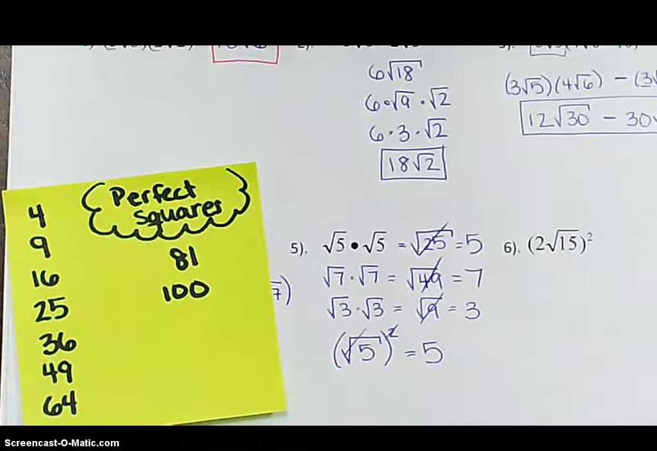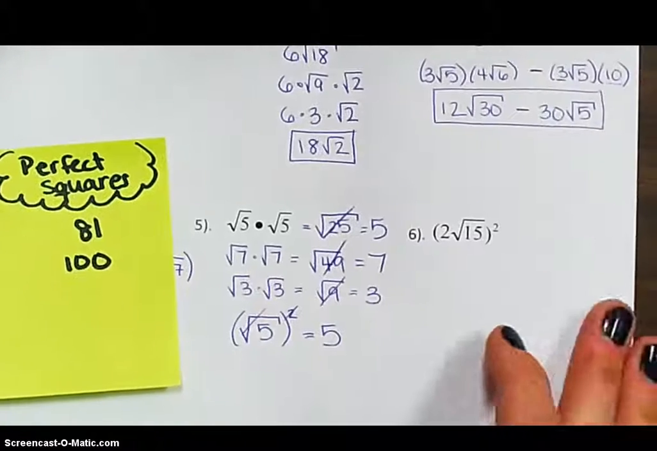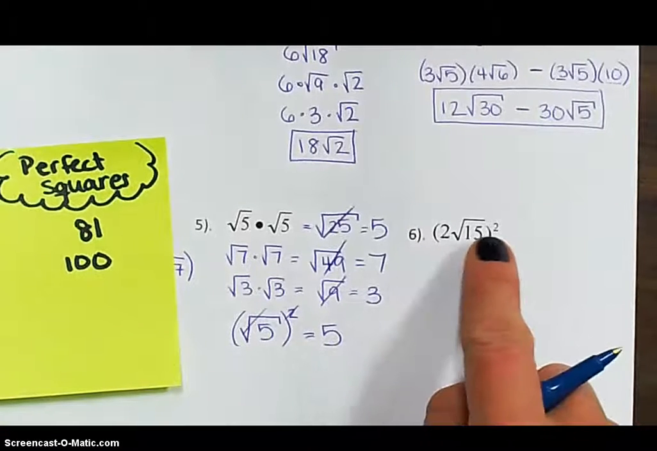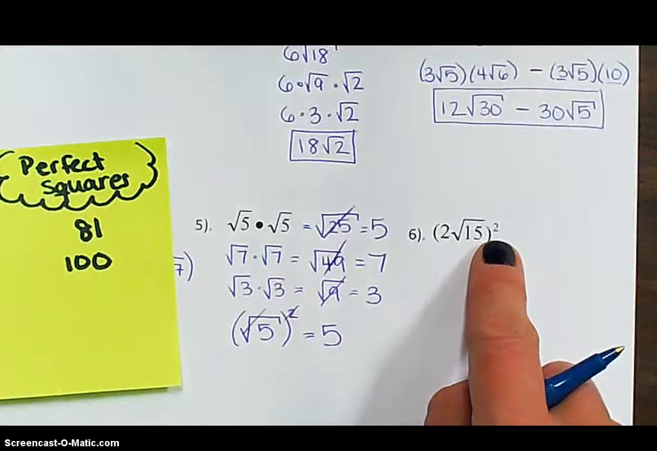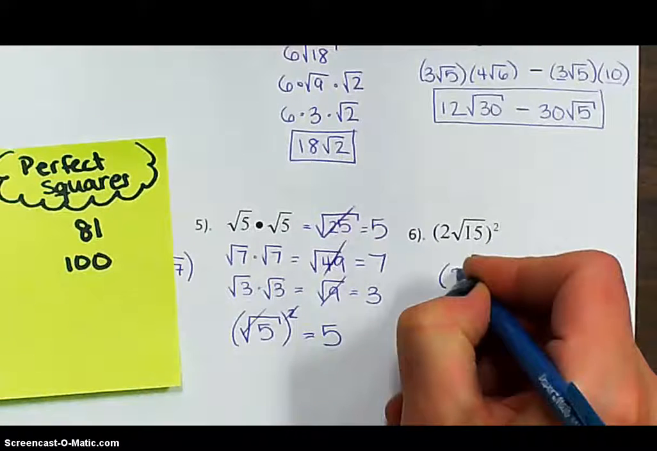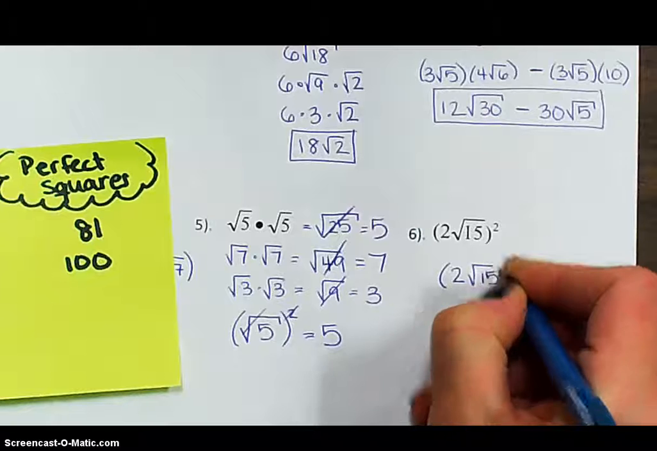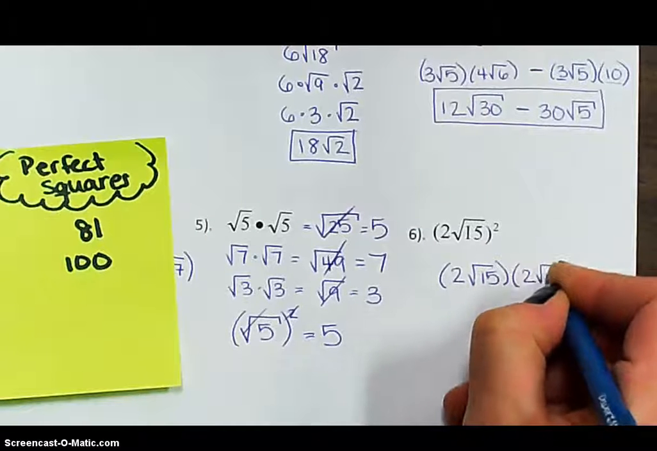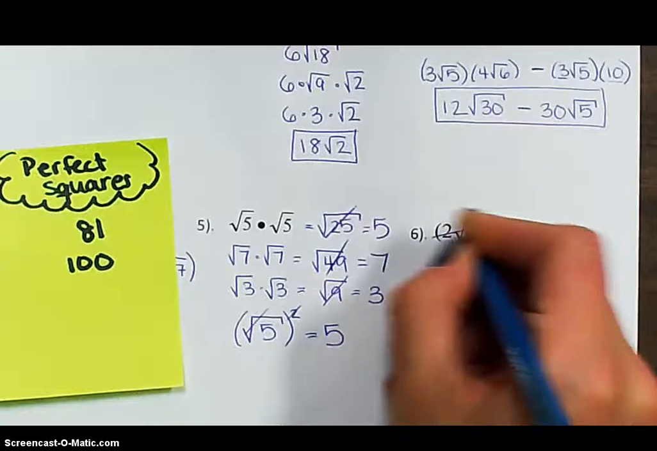So let's take a look at number 6. This one's a little bit different. So let's take a look here. We have parentheses and they are squared. So remember, what do you do whenever you square parentheses? That's right, you have to write it twice. 2 radical 15 times 2 radical 15.